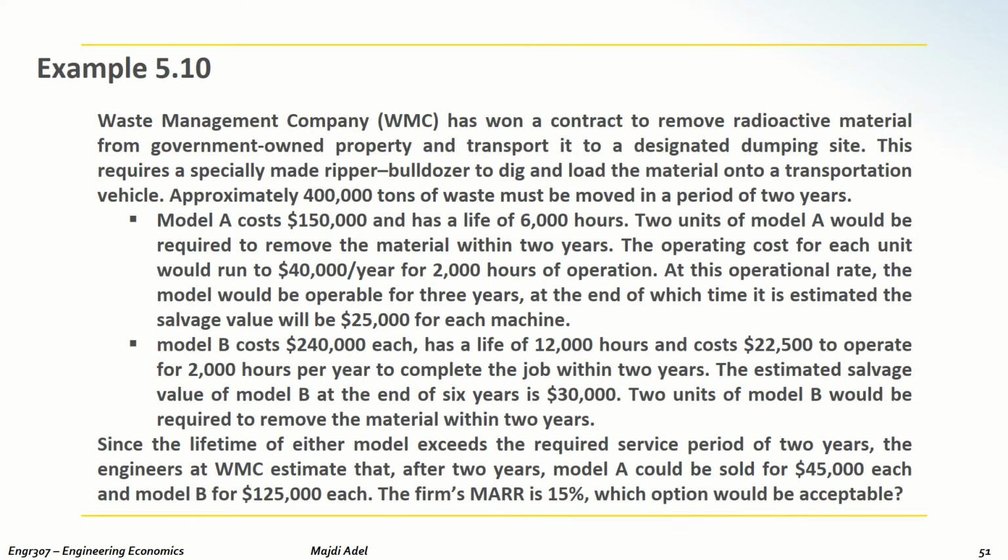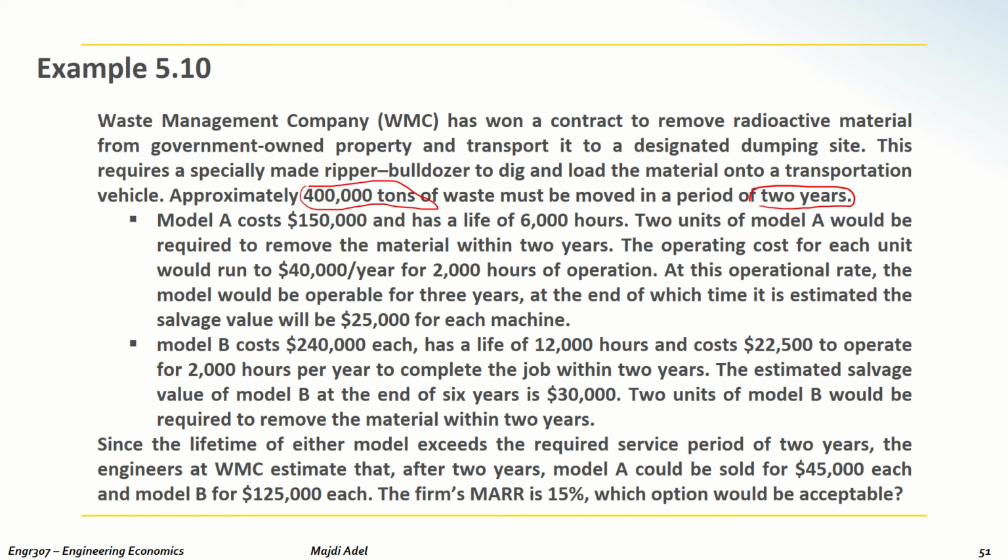Okay, example 5.10. We have a company called Waste Management Company. This company has won a contract to remove radioactive material from government-owned property and transport it to a designated dumping site. This requires a specially made river bulldozer to dig and load the material into a transportation vehicle. This project involves removing 400,000 tons of waste in 2 years. The contract is for 2 years, and they want to remove 400,000 tons within 2 years.